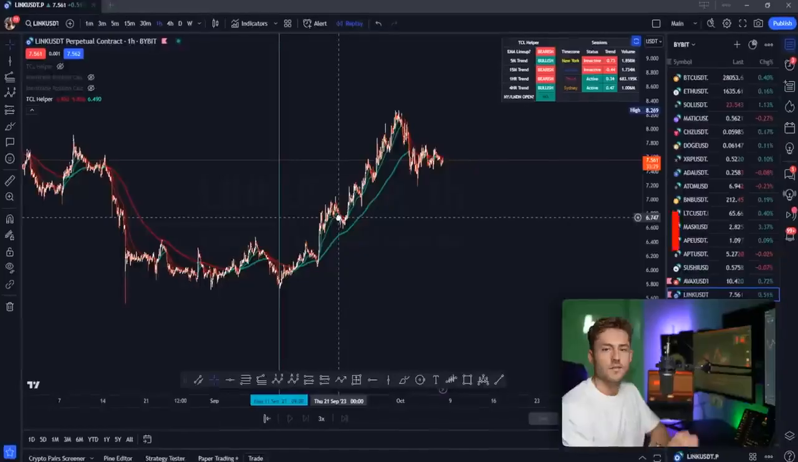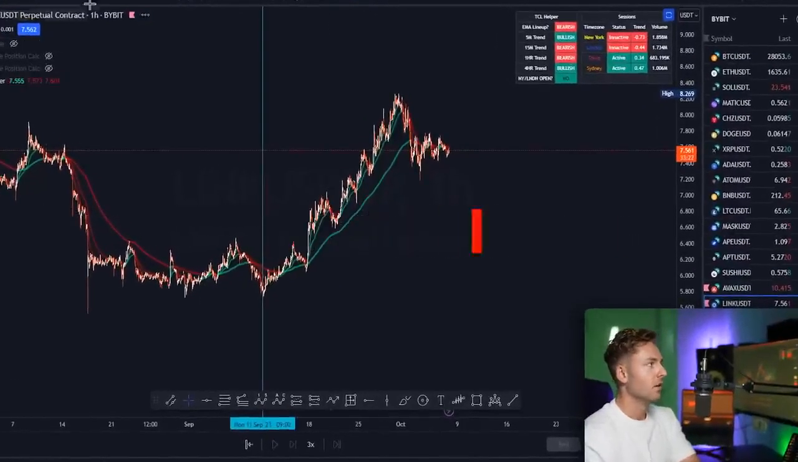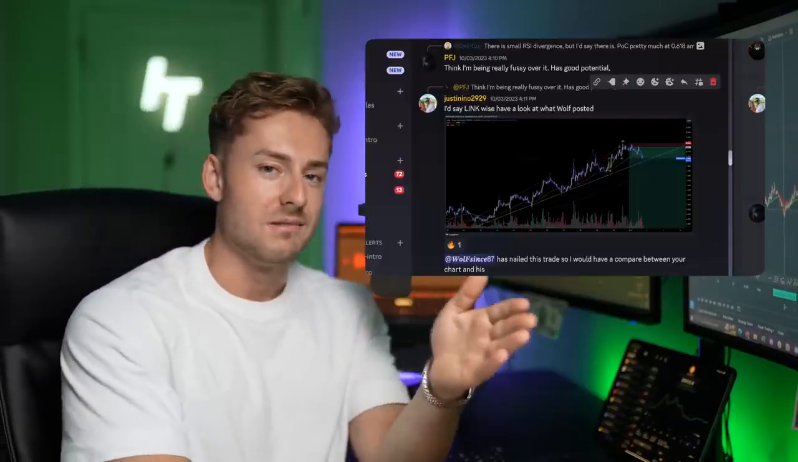So let's take a look at an example of Link on a 1-hour frequency. This is actually a trade that one of our private team members found and was able to alert out to our team, and a lot of people took this trade and they crushed it. So I'm just going to go over it because I think it's really cool. Then I'm going to show an example of another one and we can kind of break that down as well.